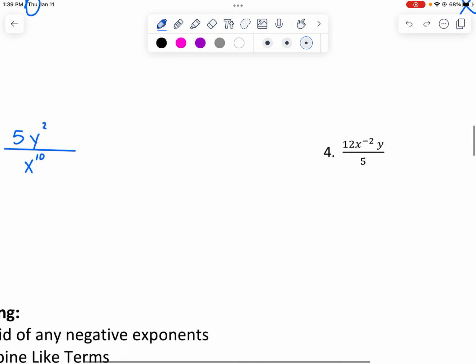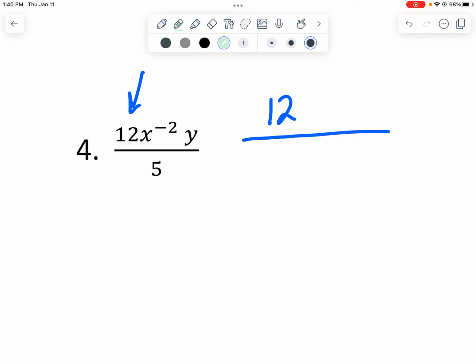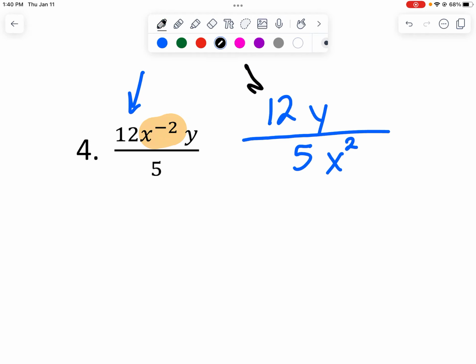In the same way, on 4, 12 does not have a negative exponent. 12 stays in the numerator. X to the negative second does have a negative exponent. That has to move to the denominator. Y is okay, and 5 is okay. Now, I could maybe try to simplify some whole numbers, but there's nothing here really to simplify between 12 and 5. So that's it, I'm done.